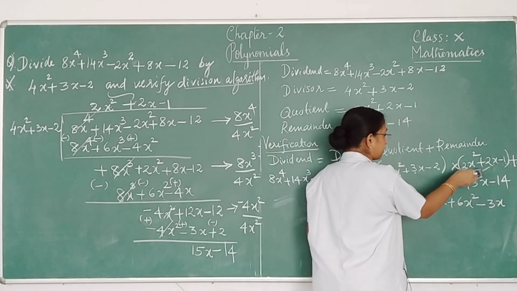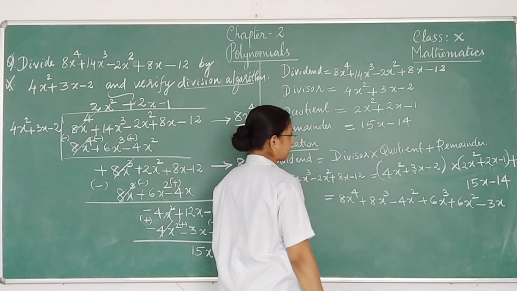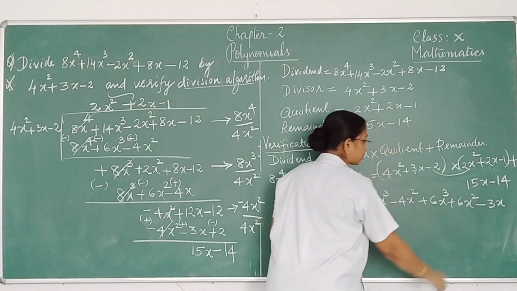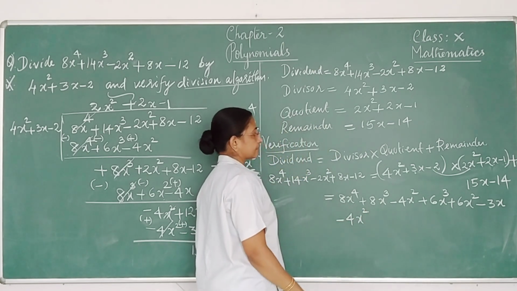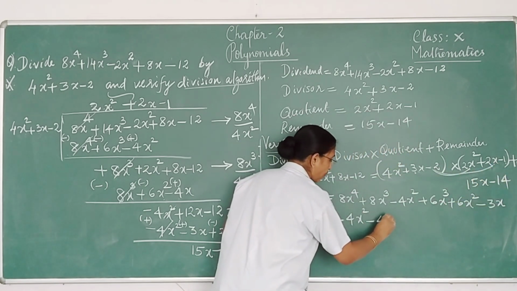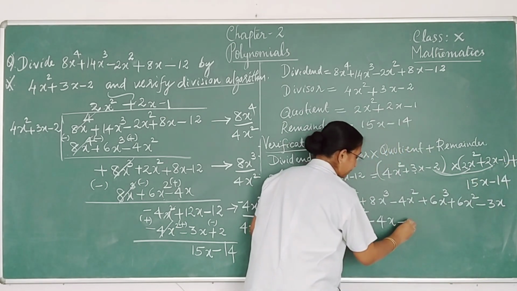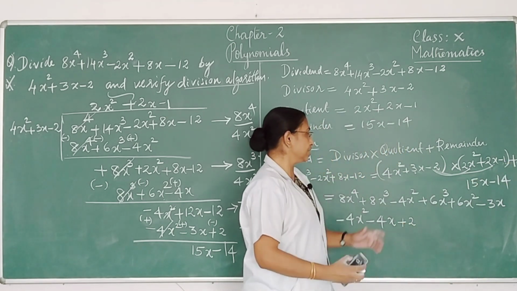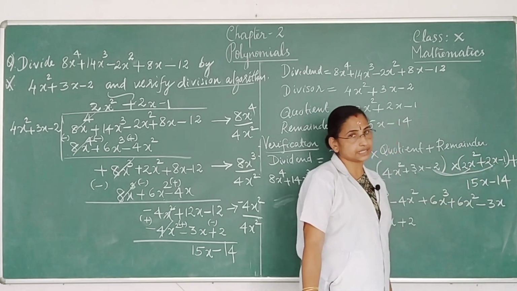Now, one more term remains there, which is minus 2. This minus 2 I am going to multiply. Minus 2 into 2x square, minus 4x square. Minus 2 into plus 2x, minus 4x. Minus 2 into minus 1, plus 2. Thus, each term of the first bracket gets multiplied with each term in the second bracket.